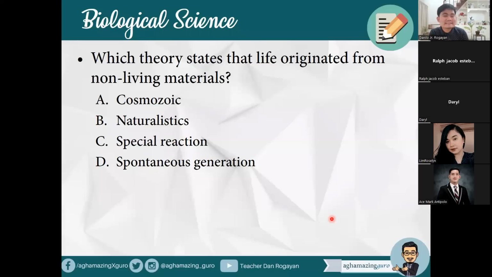Okay. Which theory states that life originated from non-living materials? A, cosmozoic; B, naturalistic; C, special creation. What's the answer? Correct. That is spontaneous generation, letter D. That's correct. It was believed that from the non-living, something living could arise.